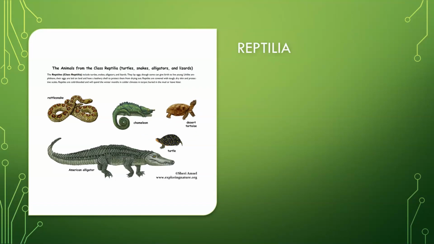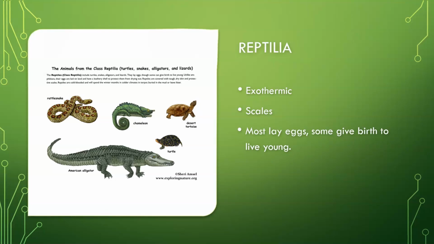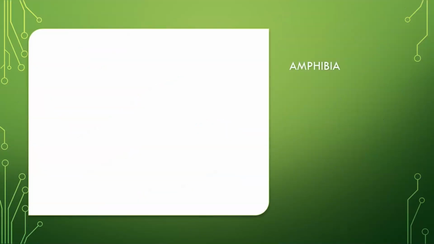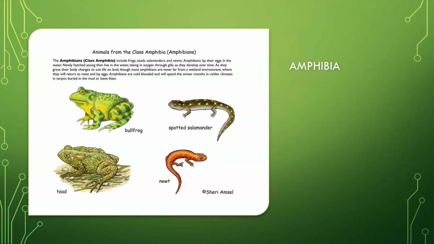Next up, the Reptilia, also known as reptiles, ectothermic. So they're cold-blooded. Our first two were endothermic, warm-blooded. Our Reptilia, cold-blooded, they've got scales. They lay eggs, but some give birth to live young. So it's not necessarily a defining fact of the reptiles.